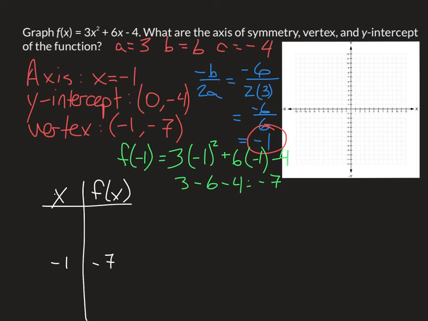And then I'm going to surround the x with numbers next to negative 1. So if I go 1 bigger, I'm at 0. 1 bigger again, I'm at 1. And if we go 1 smaller in each direction, we're at negative 2 and negative 3 respectively.